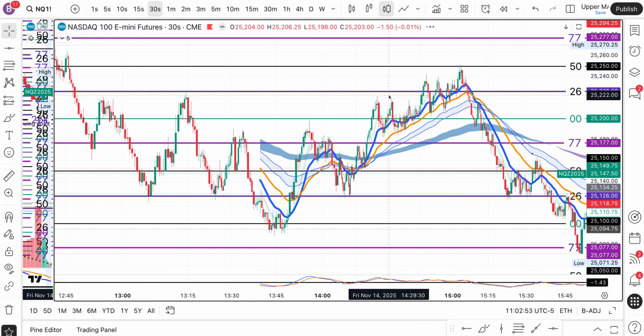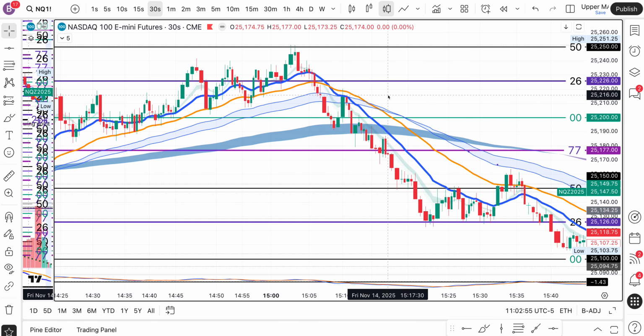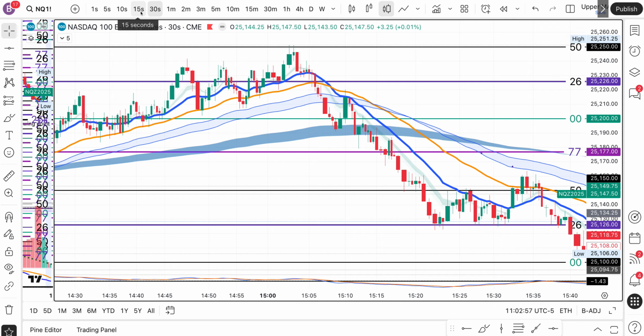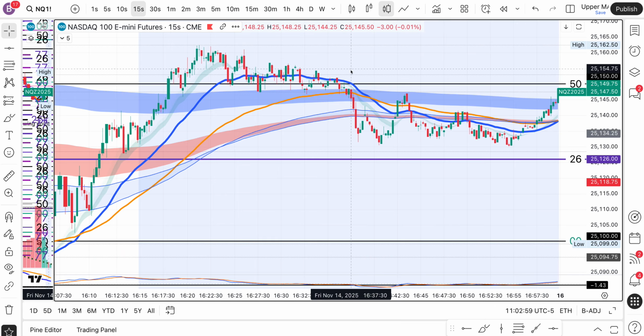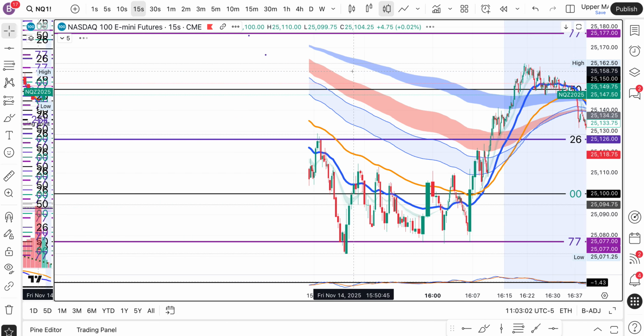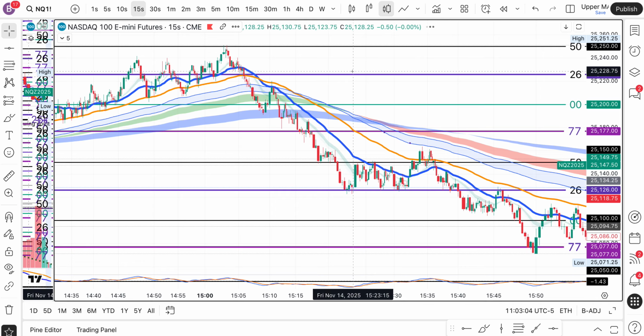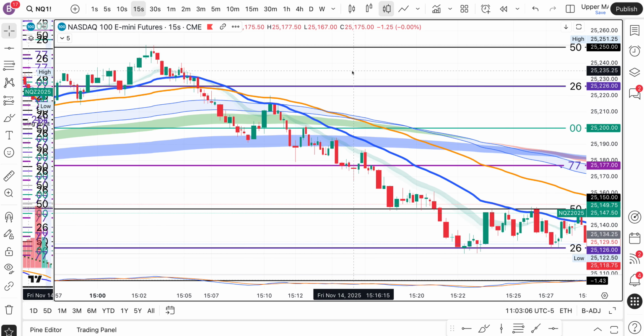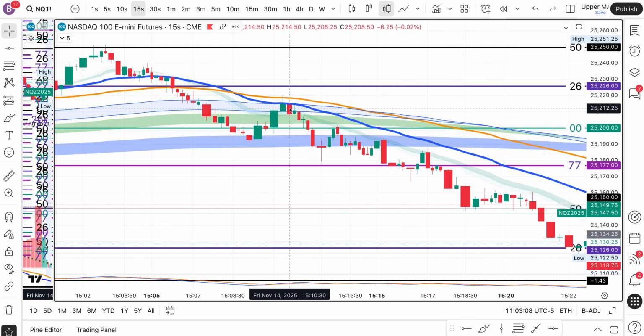For example, I highly recommend, if you are heavily consolidated and then you have a breakout and then a back test up to the blue line, take it. Take it.